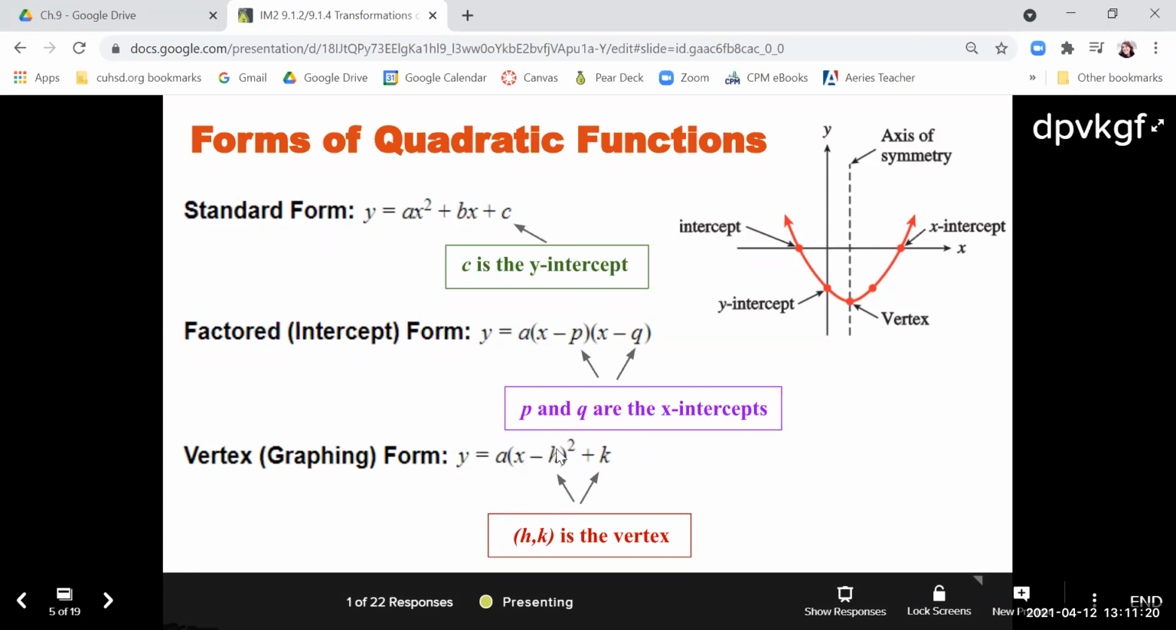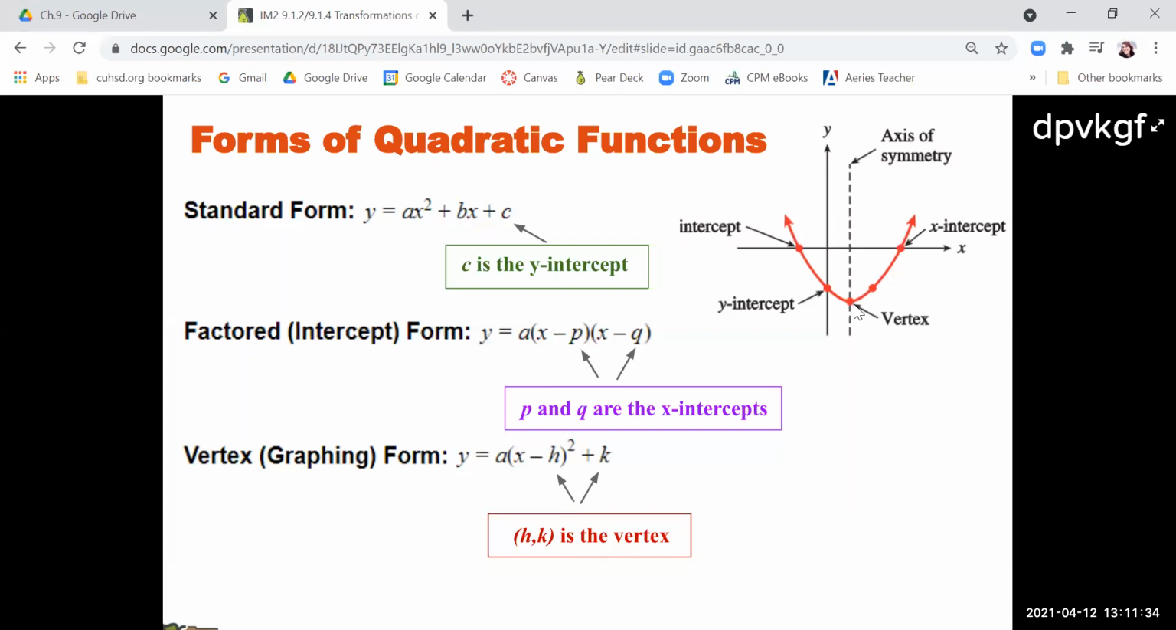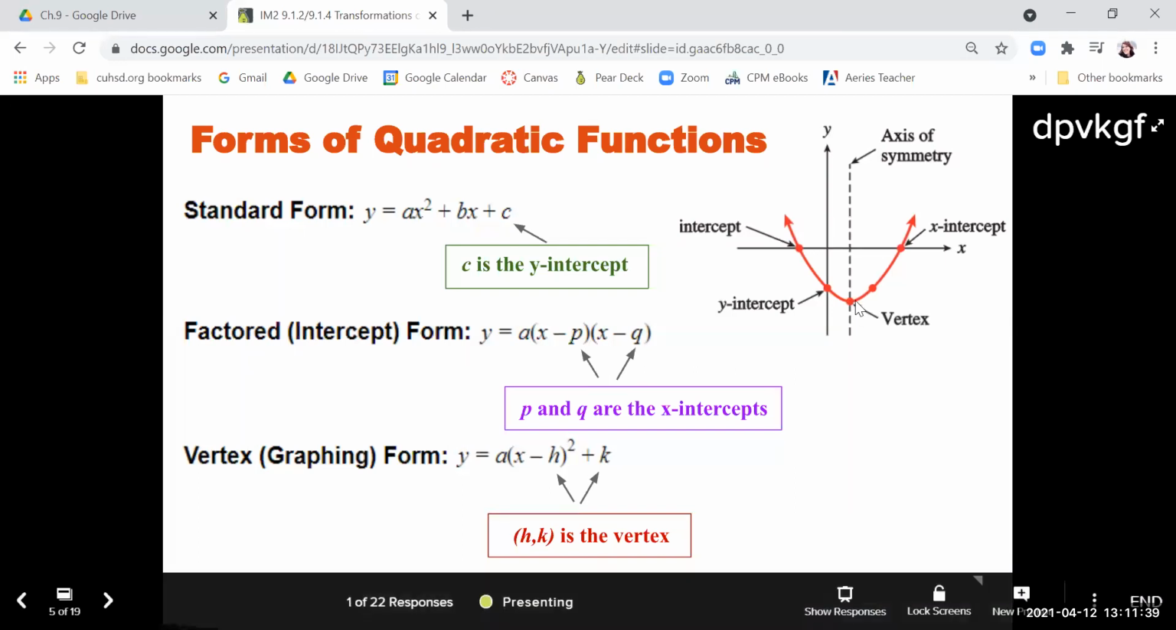And this x minus h quantity squared and then plus k, the h and the k actually give us the vertex of the parabola itself. Like right away, you could identify the vertex. And once you know the vertex, the thing that's left to do is to make sure that the shape of your parabola is correct for your equation.